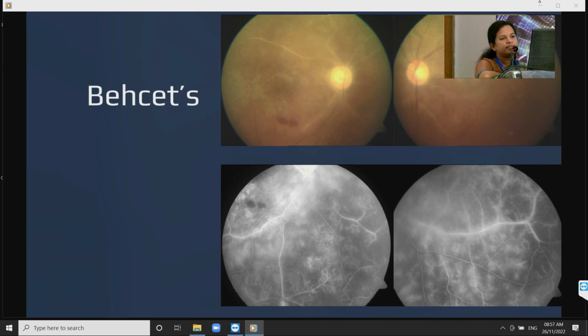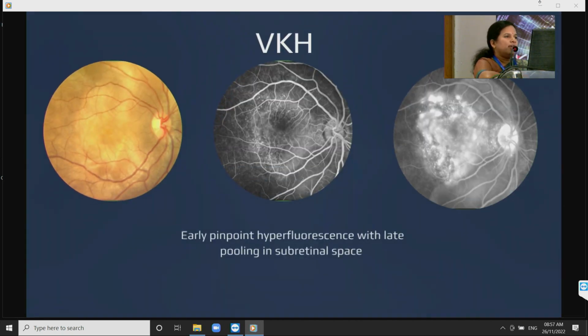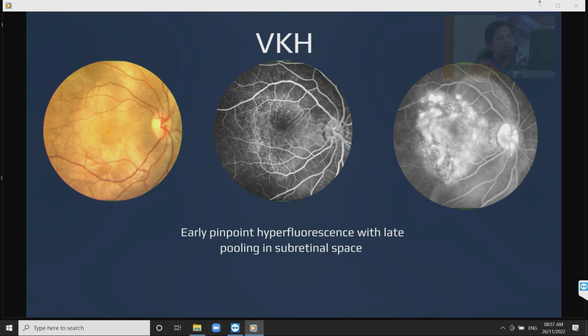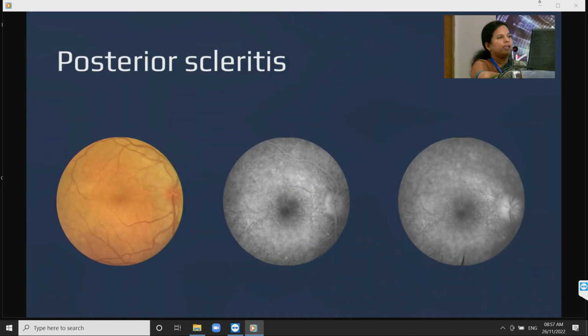It also helps in detecting certain conditions, like in Behçet's, where FFA shows the typical vasculitis patch. Thus, it helps in diagnosing certain uveitis conditions. In VKH also, the typical FFA pattern is seen here: pinpoint early hyperfluorescence with late pooling in the subretinal space. So these typical patterns help in the diagnosis. In posterior scleritis also, there will be pinpoint leaks with disc leak. So FFA helps in differentiating some conditions.